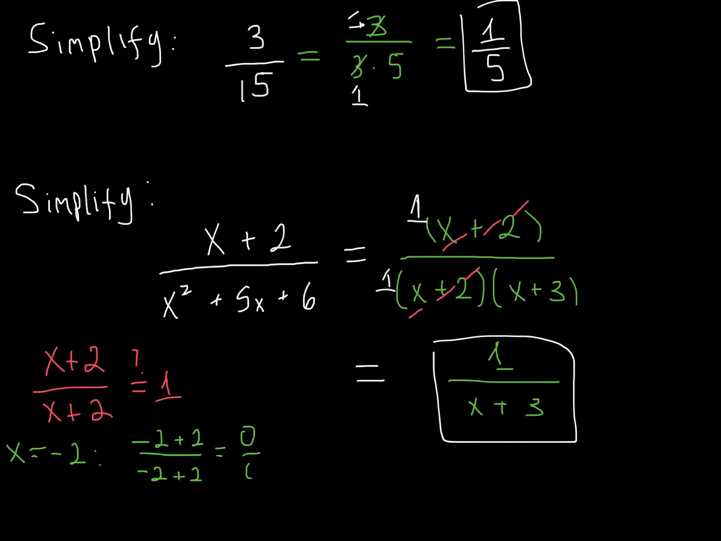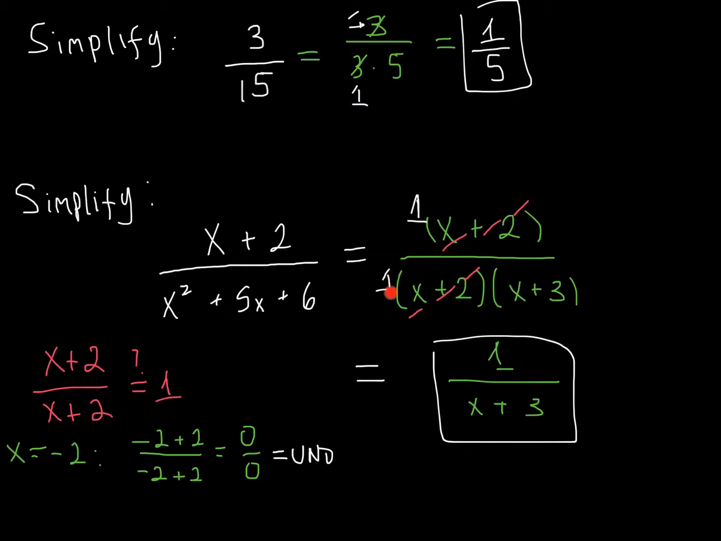0 over 0. Well, what's 0 over 0? Is that 1? Absolutely not. Remember, 0 over 0 does not exist. It is undefined. And so this should be an excluded value, right? If I were looking at this right here, I would say, hey, x equals negative 2 is an excluded value. Just as, well, actually, I'll let you figure this one out. What's the other excluded value? The other excluded value should be when x is negative 3.